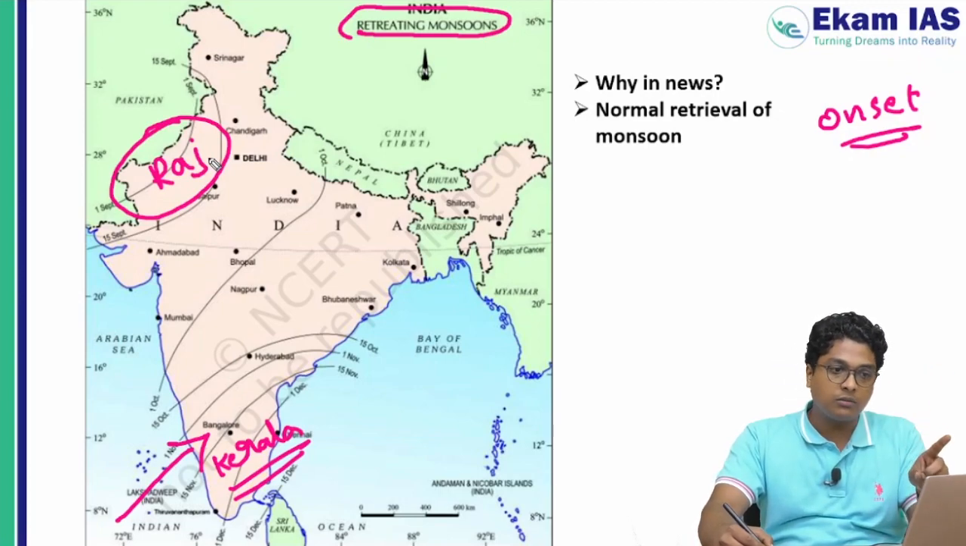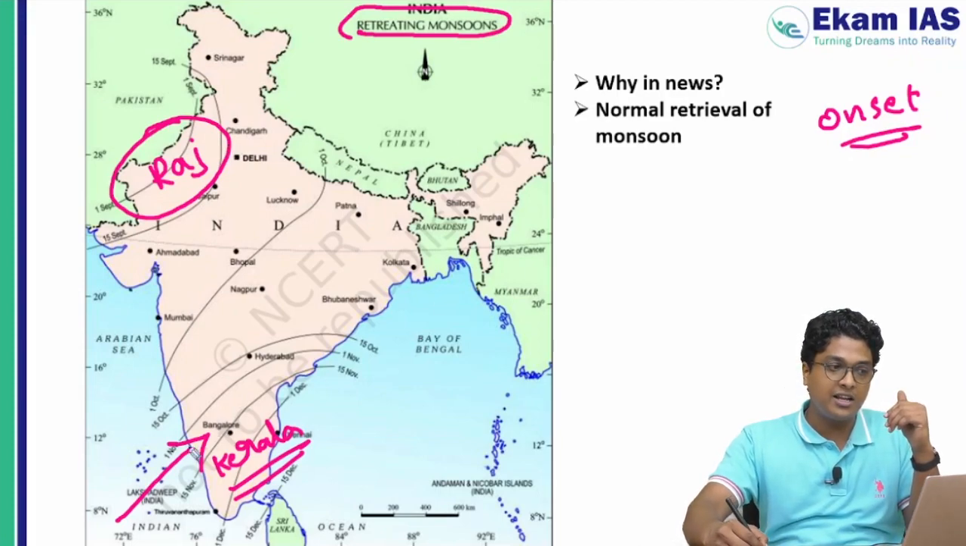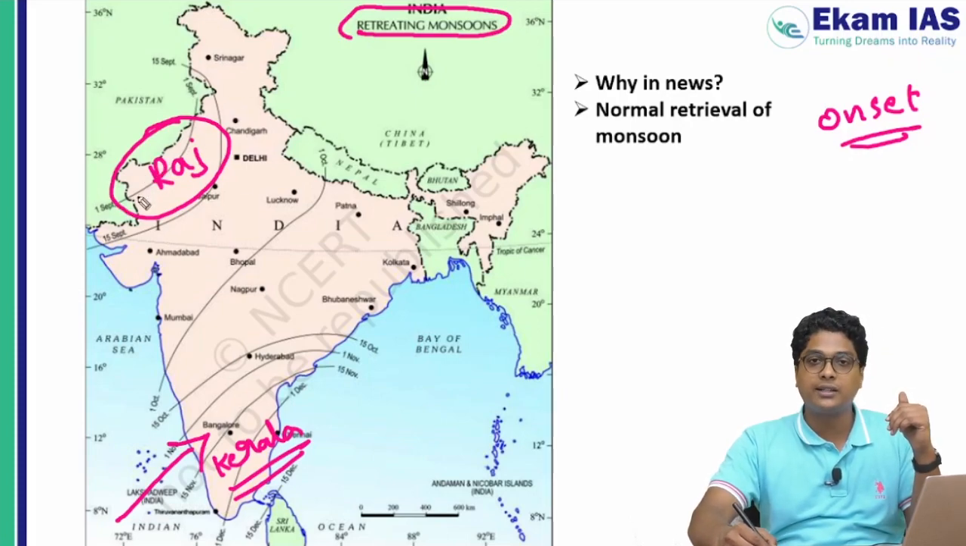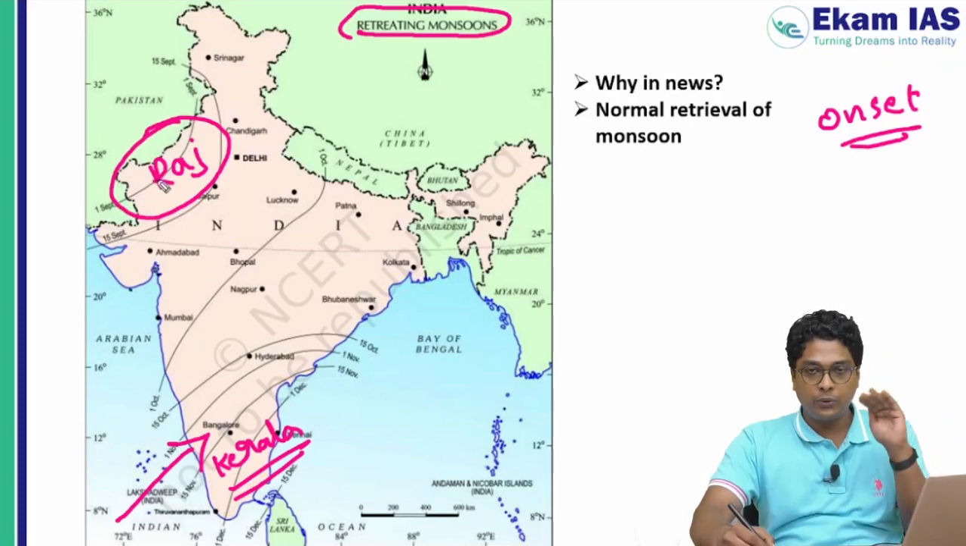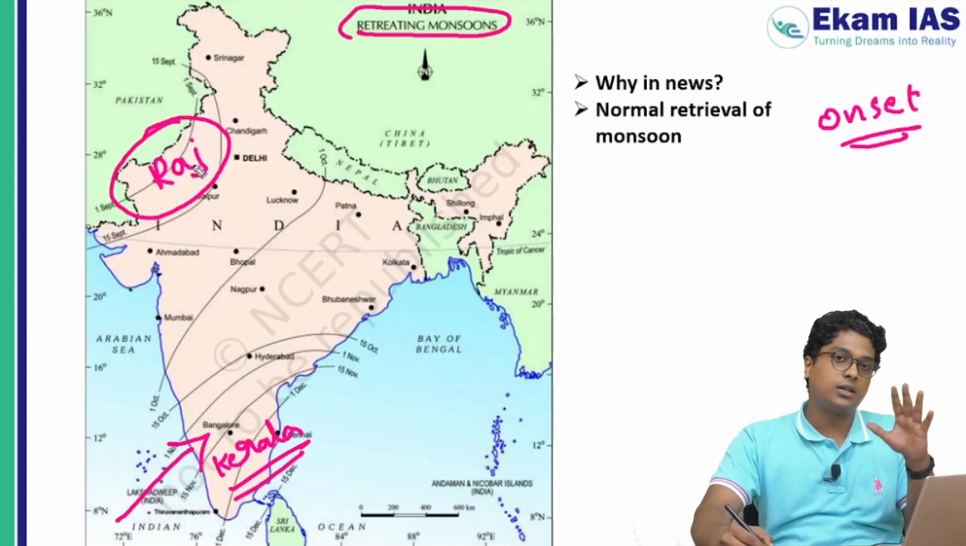Now when it comes to the retreat, imagine the monsoon clouds have reached Rajasthan. It is producing rainfall in the central regions, Jammu Kashmir, Rajasthan, these regions. Now, during this time of the retreat, an ideal date should be around September 15 or 17, these dates.